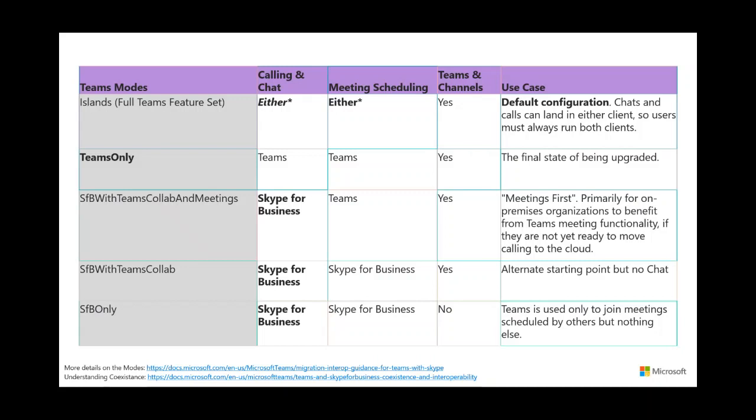But above and beyond that, quality is a huge topic, and we'll talk about quality in a moment. That's one of the reasons why we really talk about this phased approach for Teams, because good quality is paramount to user happiness, right?